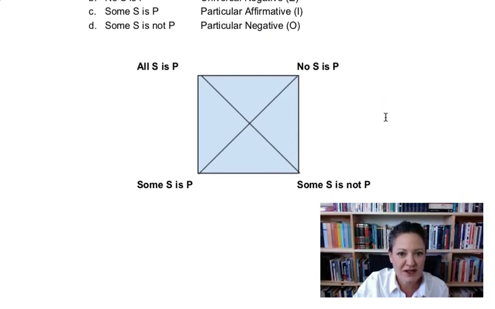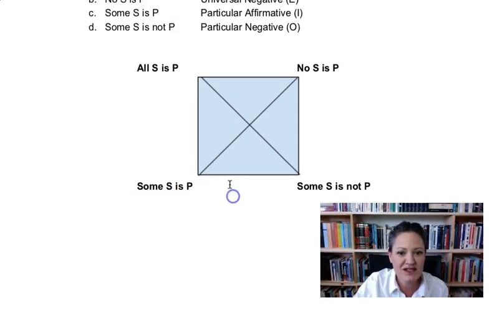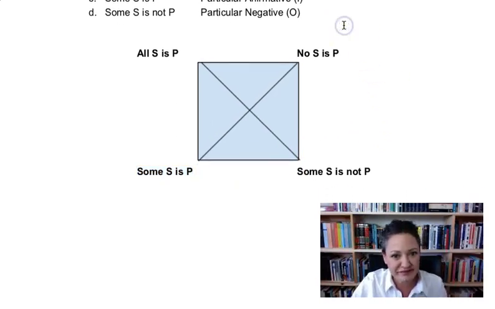Now, we're going to go down to the bottom here, and we have some S is P, some apples are red. That would go here on the square. And this is a particular affirmative. Particular means at least one. So when you say some S is P, you're saying at least one apple is red. At least one apple is red. And it's affirming again. It's saying it is red. And this is called the I statement. So some S is P is I. So A, E, I.